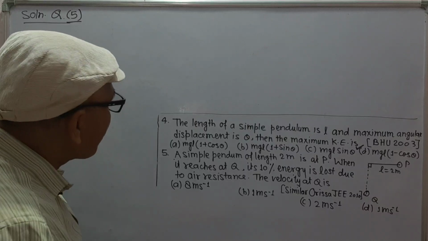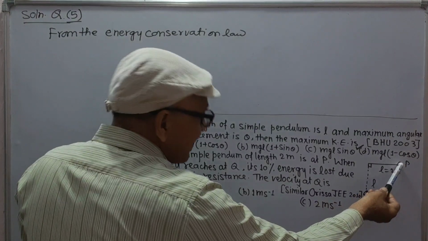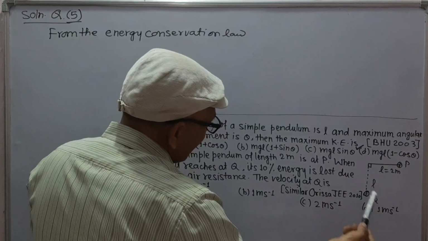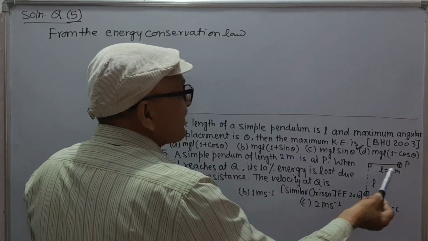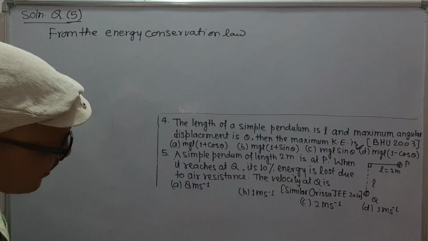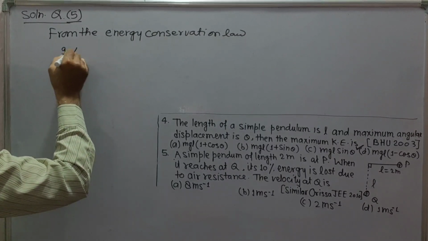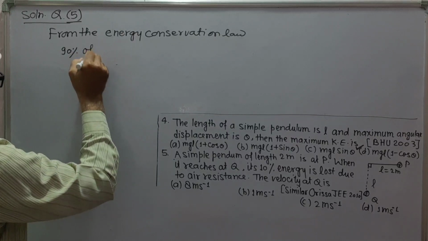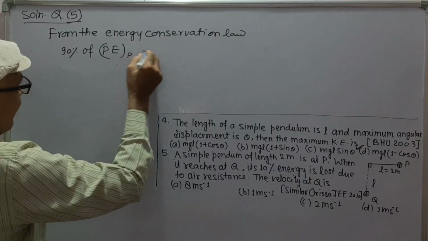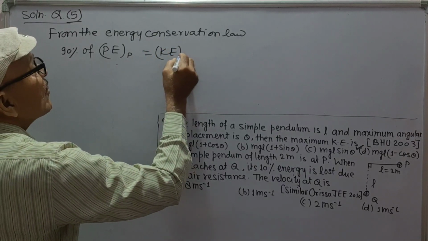Solution to question 5. From the law of conservation of energy, total potential energy at P is equal to the total kinetic energy at Q. But according to question, 10% energy is lost due to air friction. Therefore, 90% of it is equal to kinetic energy at Q.